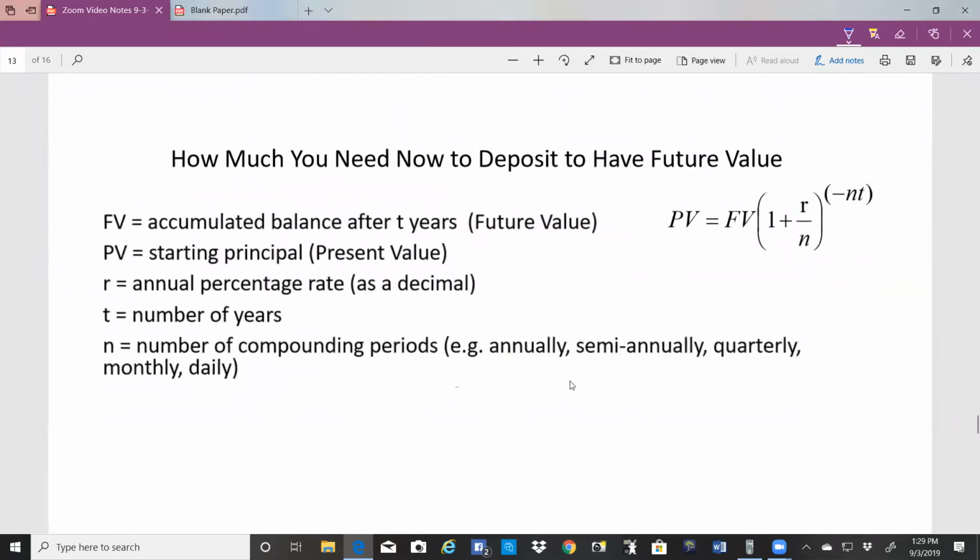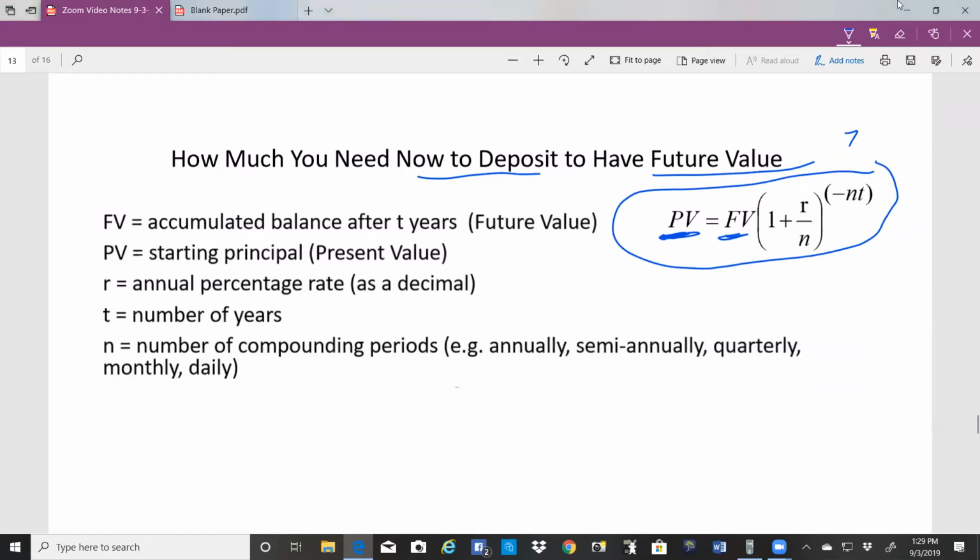Now, another example we worked is how much do you need to deposit now to have a certain future value? So we solve for present value in terms of future value, and we get this formula, which looks exactly like the others, except you have a negative NT for the exponent.